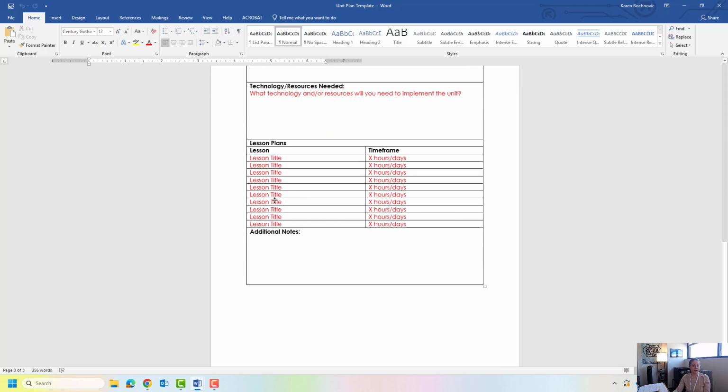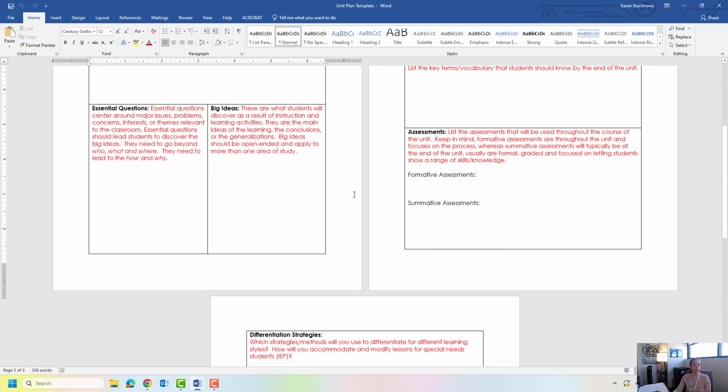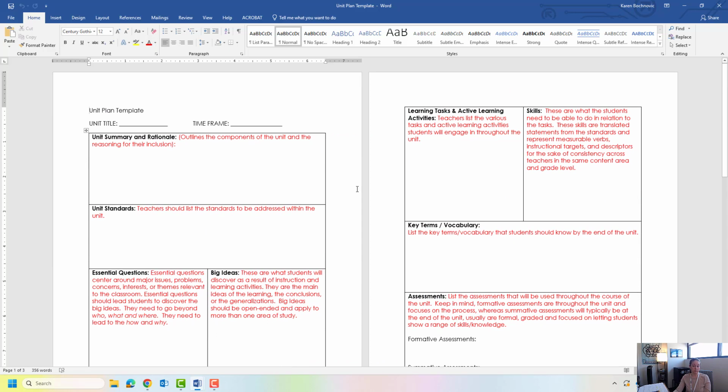And then this right here is a plan for each one of your individual lessons. So if your unit is, let's say, a 2-week unit, that would be 10 lessons. You can add more rows here, by the way. What would your lesson titles be? How long? So are you going to spend 1 day on that lesson? Is it a 2 to 3 day lesson that you're going to spread out? Again, this is just for one unit.